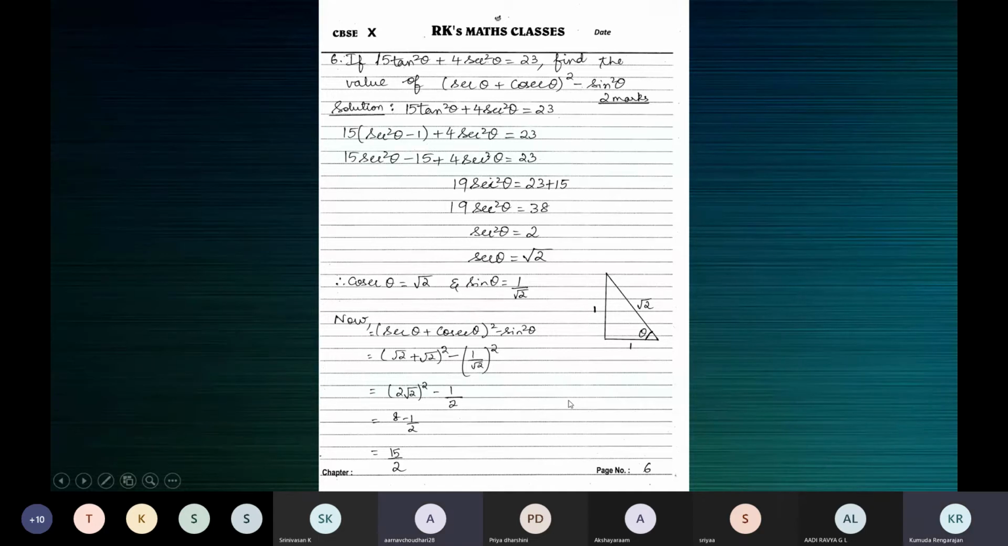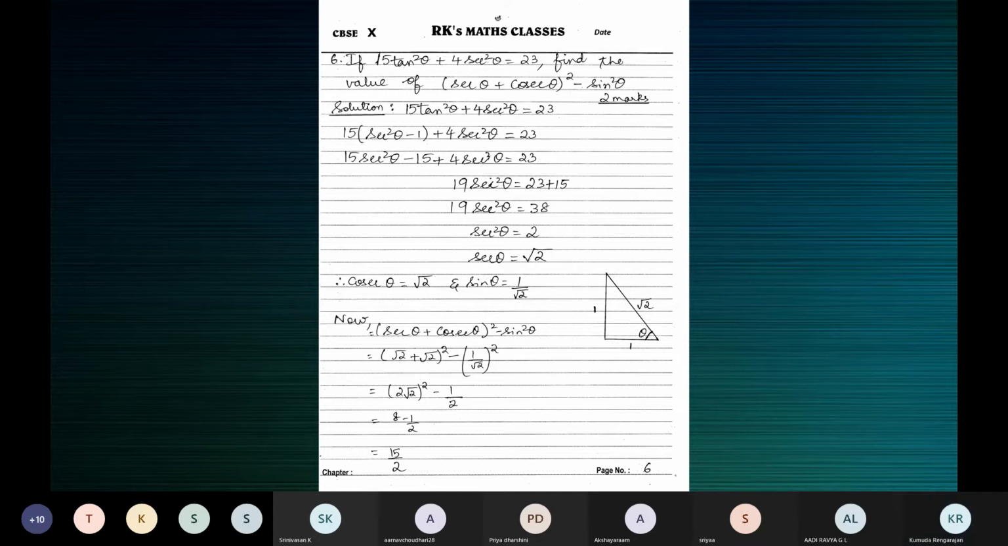Then how do we get the opposite side of theta as 1? That is by using Pythagoras theorem. Okay, I did not mention that, right? Okay, fine. Thank you, Arnav. I did not mention that.